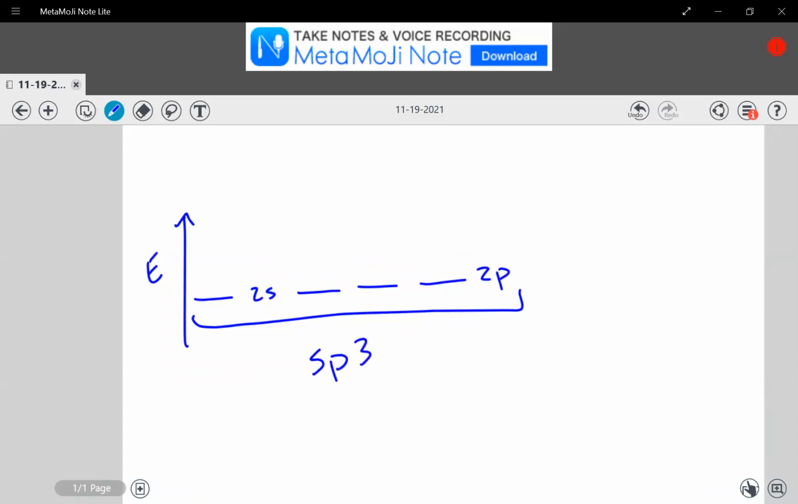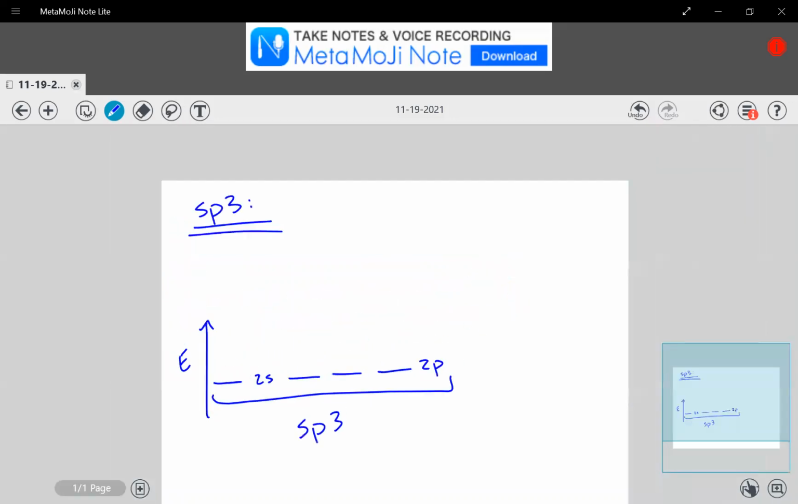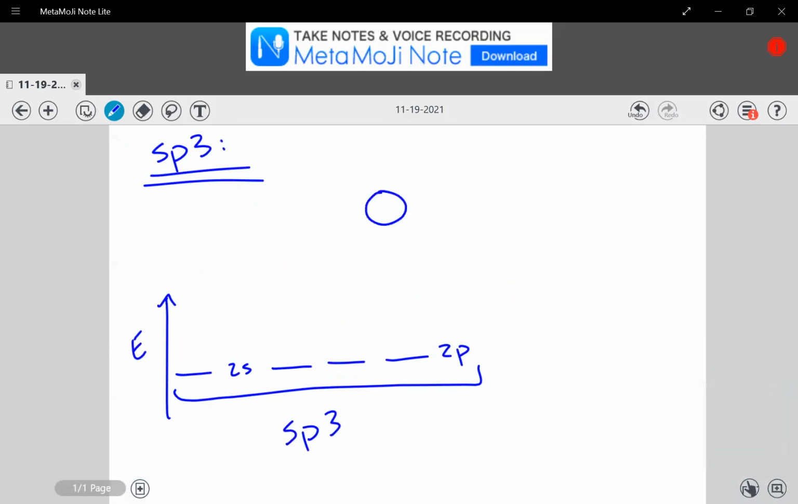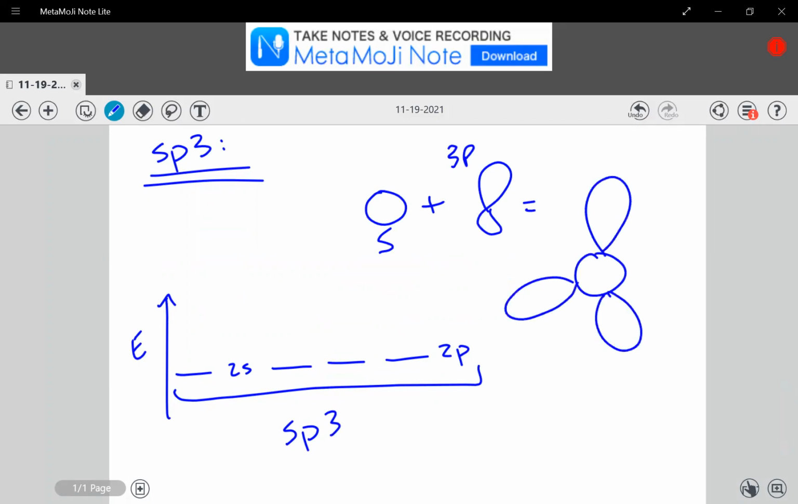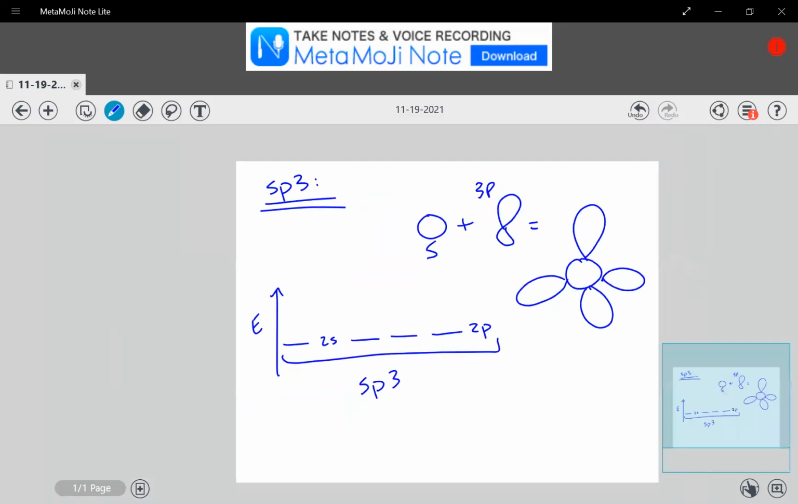So got 1 s and 3 p's. If we want to draw this, of course, our s plus 3 p's. And we're going to put our s in the middle. Go 1, 2, 3, 4. That's 5. Yeah. 1, 2, 3, 3. Wait a minute. It's 1 s. Yeah, okay. I guess that makes sense. Yep.